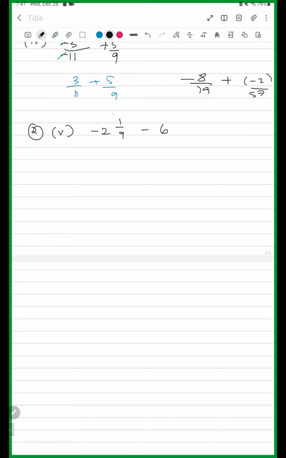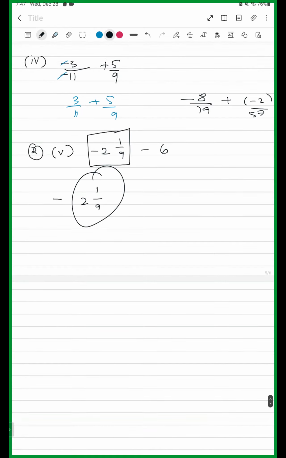First, let's deal with this, okay? Minus 2, 1 by 9. You convert this into an improper fraction. What will it become? 19 by 9. Very good. So, 19 by 9 hoga ya minus sign lagayenge? Minus 19 by 9. Very good. Yeah. Then minus 6.